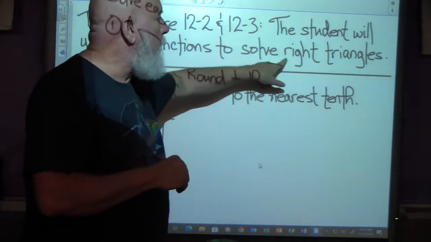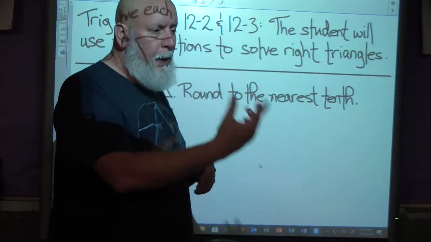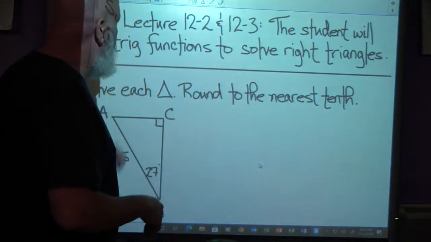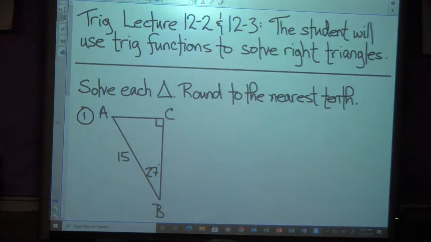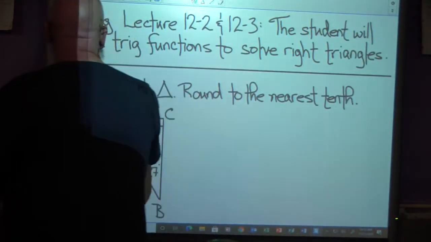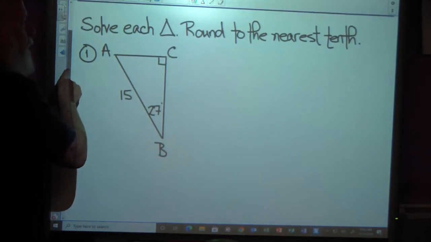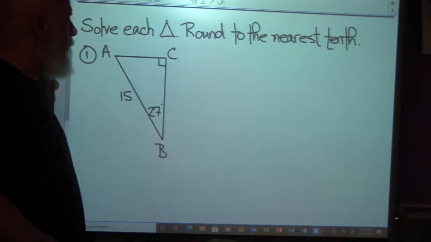Remember that to solve a right triangle just means to find all the missing pieces of the triangle. You'll be given certain parts of the triangle, and you'll find the parts that aren't given to you using trig functions. And it'll look something like this. These are the types of problems you can expect to run into. And as I say, this is sort of a little review of stuff we've done in the past. Solve each triangle, round to the nearest tenth.